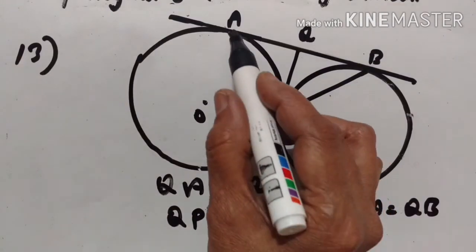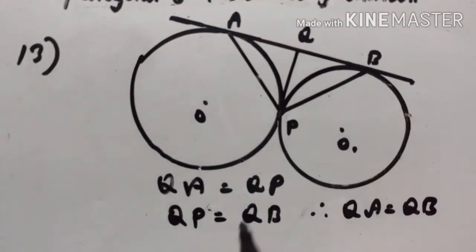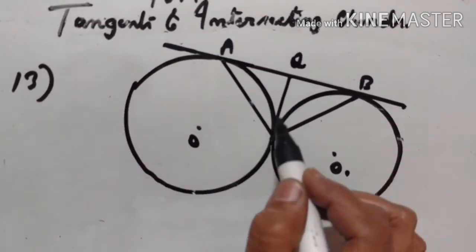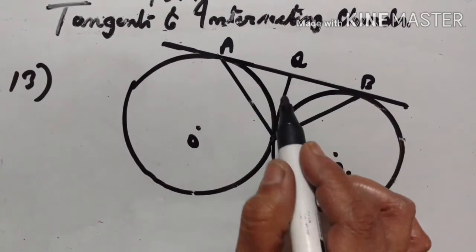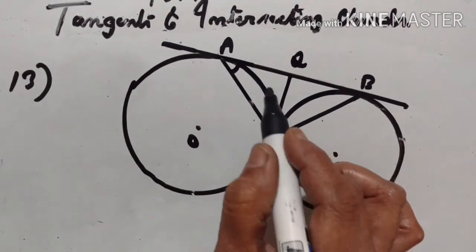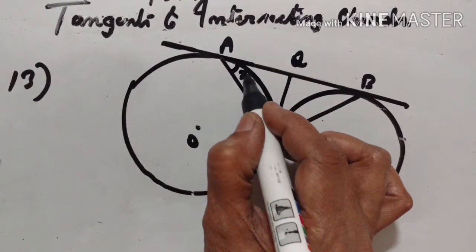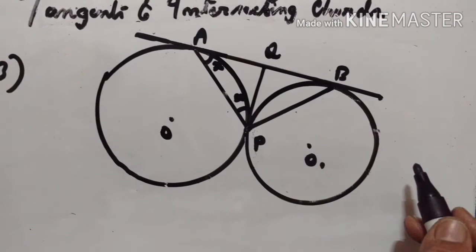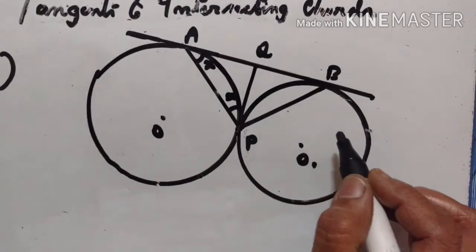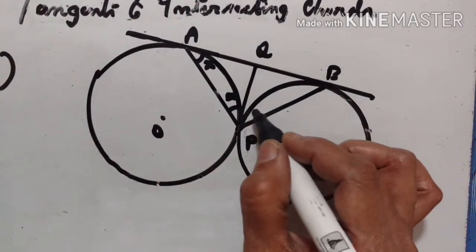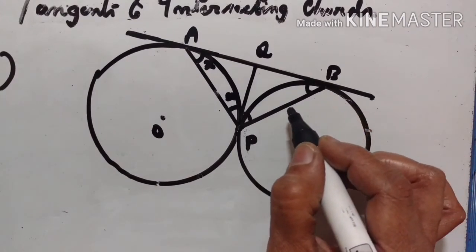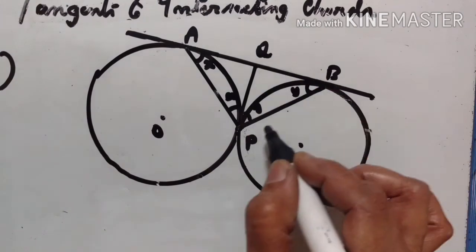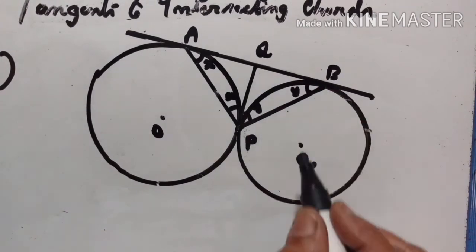Now we have to prove that angle APB is equal to 90 degree. Now in triangle AQP, since QA is equal to QP, angles opposite equal sides are equal. Therefore, angle QAP and QPA are equal. Let them be x and x. Similarly, in triangle QPB, QP is equal to QB. Angles opposite equal sides are equal. Angle QPB is equal to angle QBP. Let them be y and y.